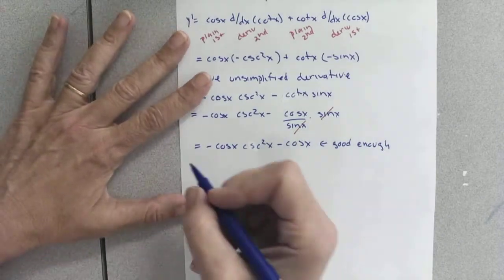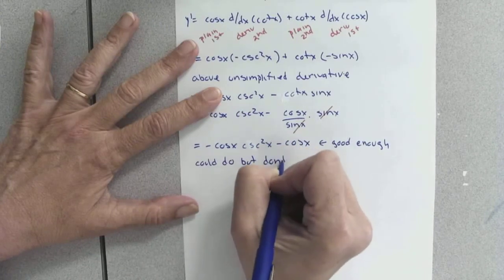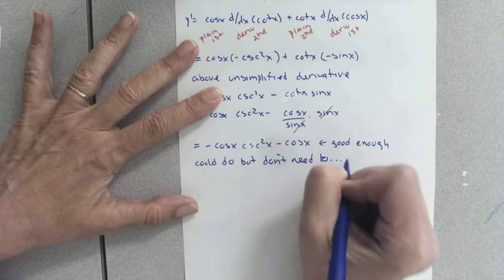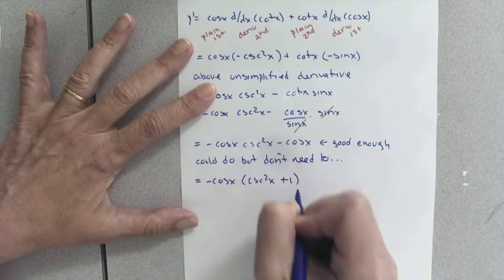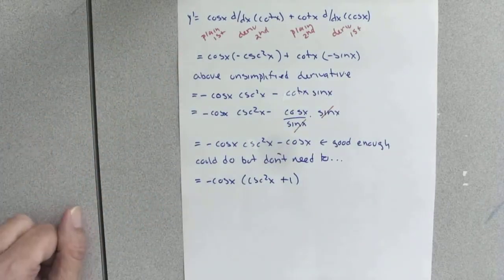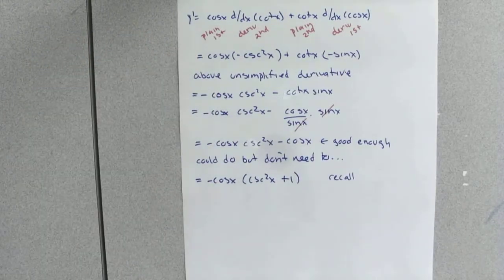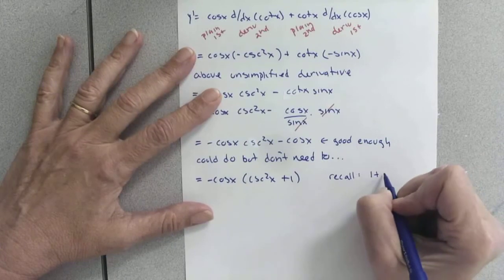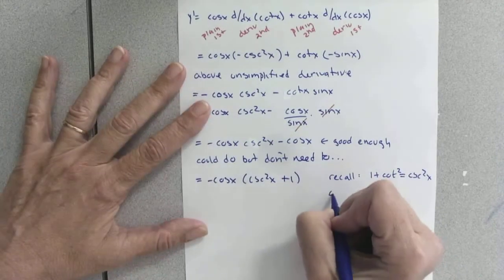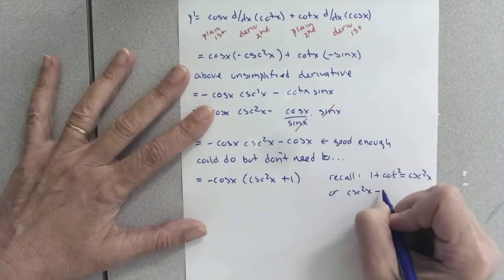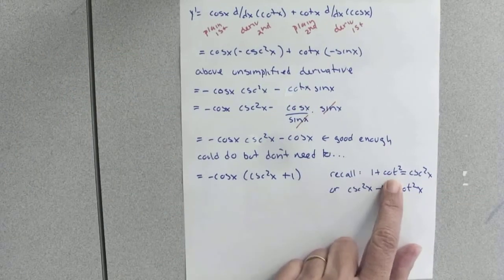But now some other stuff you could do, but don't need to. Notice I could take out a cosine x, or negative cosine x. And that'd give me cosecant squared x plus 1. You could do that if you wanted to. And then there are also other games we could play. You could recall that 1 plus cotangent squared is cosecant squared, or that cosecant squared x minus 1 equals cotangent squared x. You could do that.